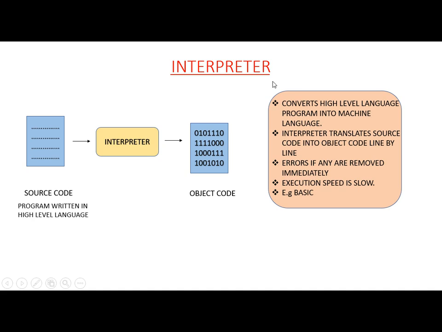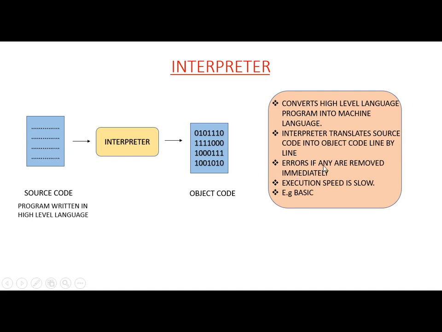Here are some features of interpreter. It converts a high level language program into machine language. So this is also doing the same thing: converting source code into object code. But one very important point about interpreter is that it translates source code into object code line by line. Suppose the source code has 4 lines as shown in this picture. All these 4 lines will be converted into object code one by one: first line 1 will be converted, then line 2, and so on.